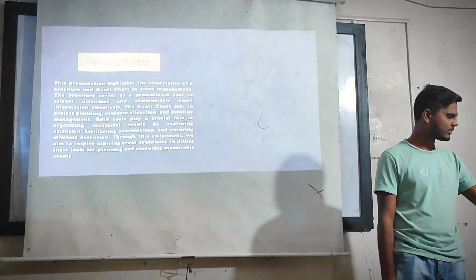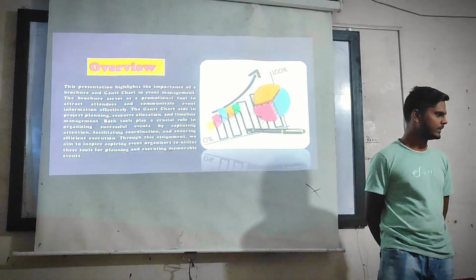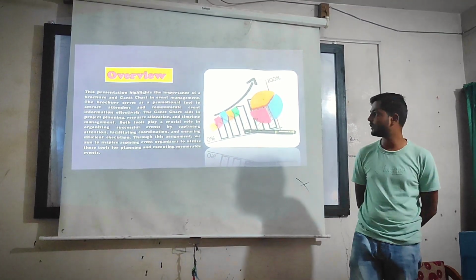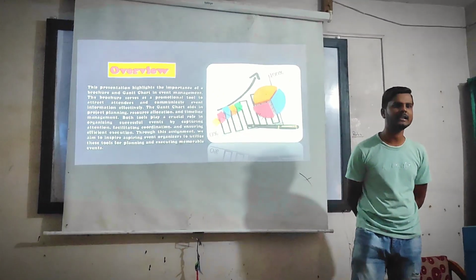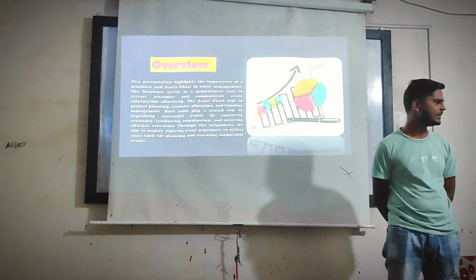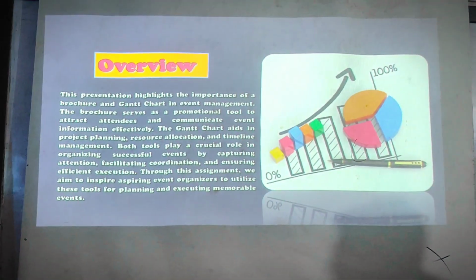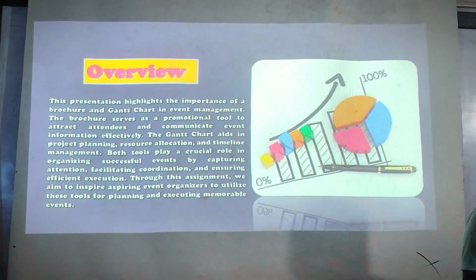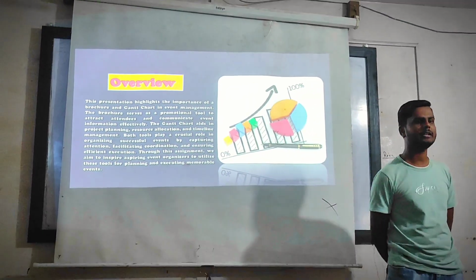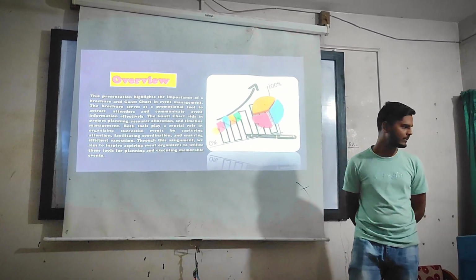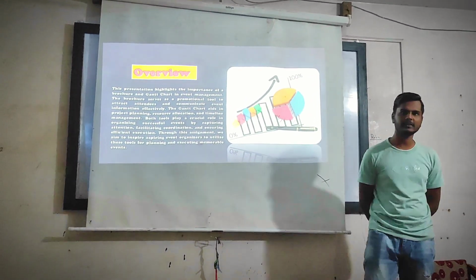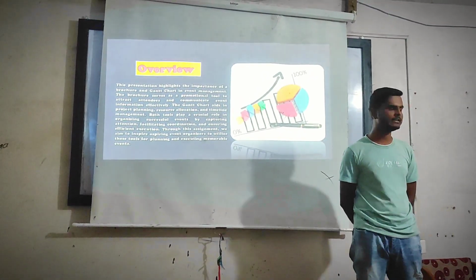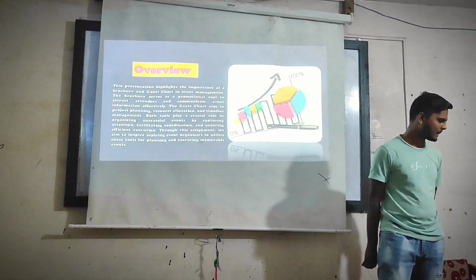So, first one is the overview of the presentation. The presentation highlights the importance of Gantt Chart and Brochure in event management. The brochure acts as a promotional tool to attract attendees and communicate the information effectively. And talking about the Gantt Chart, it helps in project planning, resource allocation and timeline planning, organizing for the successful event.